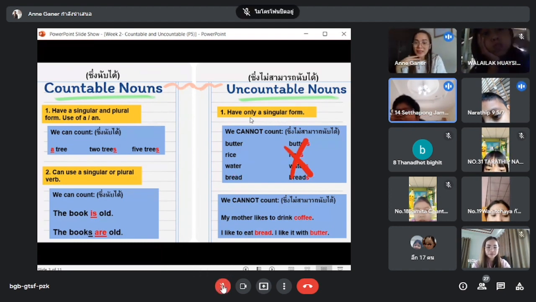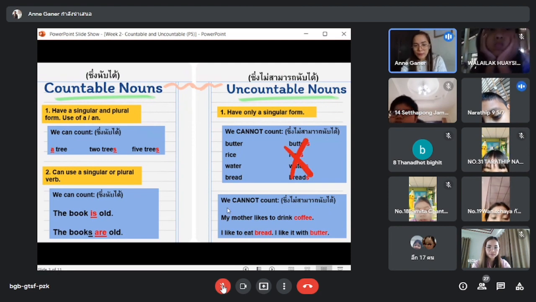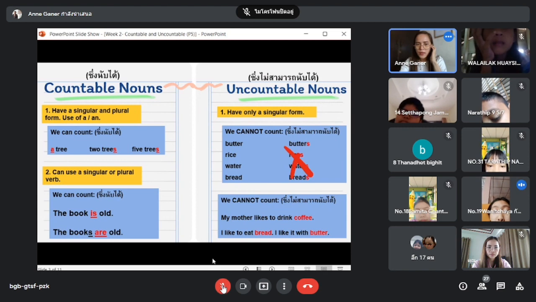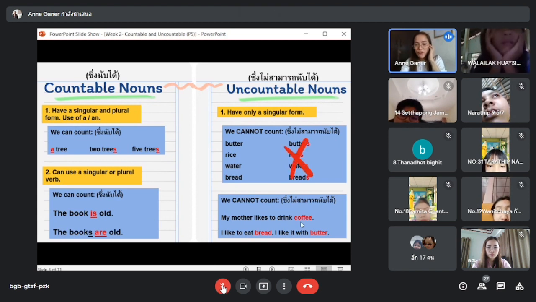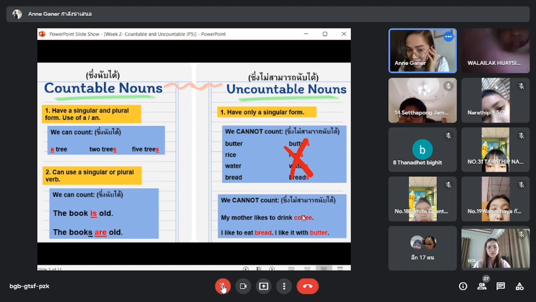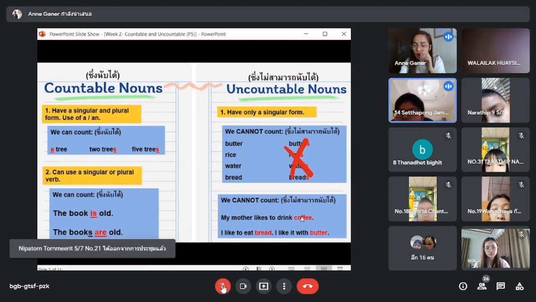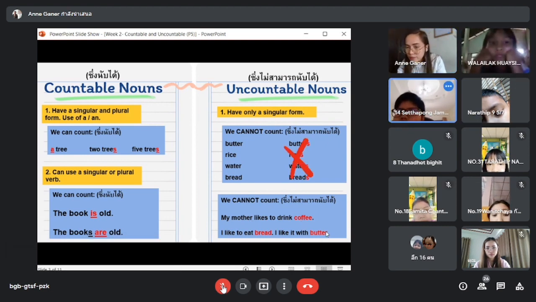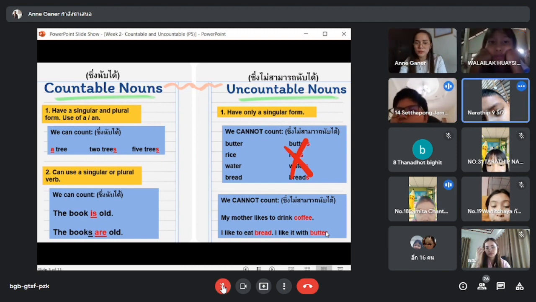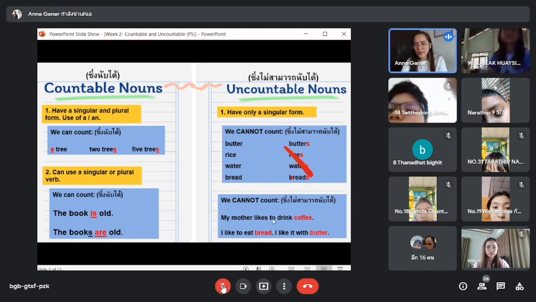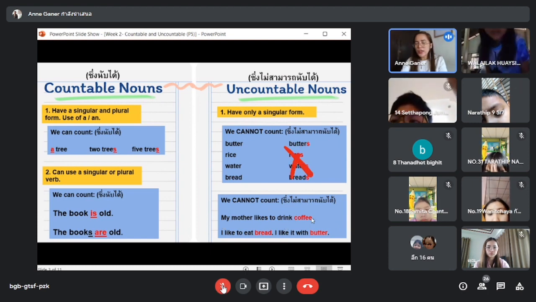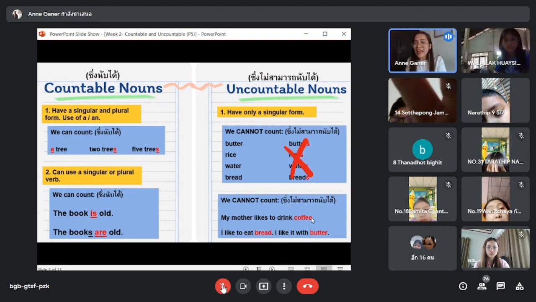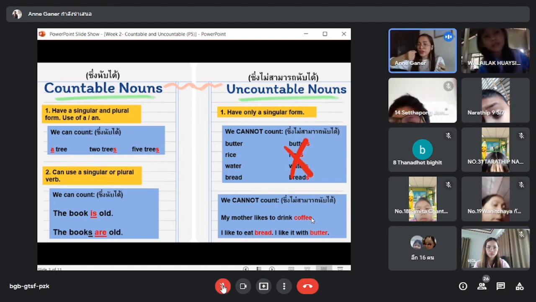Alright, to make it easy, I have here an example. Turn off your microphone first so I can talk. Okay, my mother likes to drink coffee. The noun is coffee. What is the noun? The noun is coffee, right? Now, coffee, is it countable or uncountable? Uncountable. So what are you going to do? You will say, my mother likes to drink coffee. To make it countable, you will add cup, like a cup, where you drink your coffee.